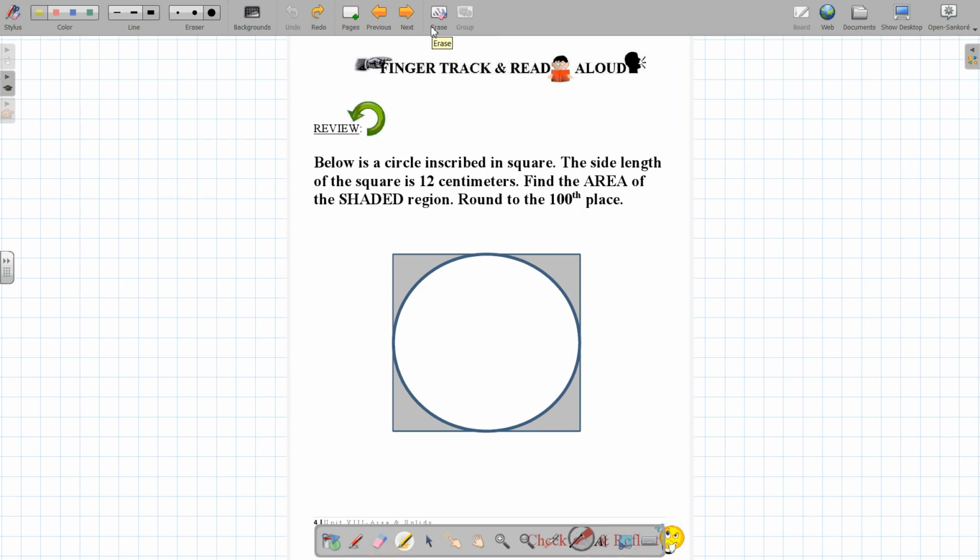Let's do a review. Below is a circle inscribed in a square. The side length of the square is 12 centimeters. You want to find the area of the shaded region, round everything to the hundredths place. Do this on your own and then restart the video. Pause.